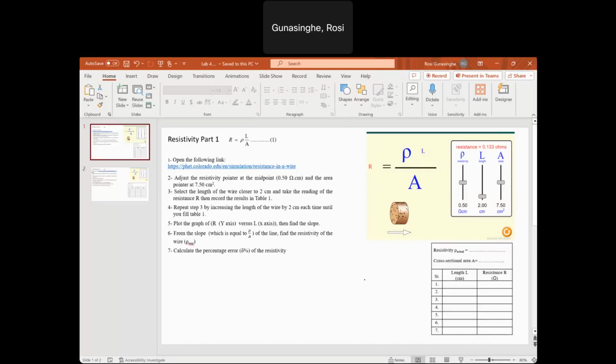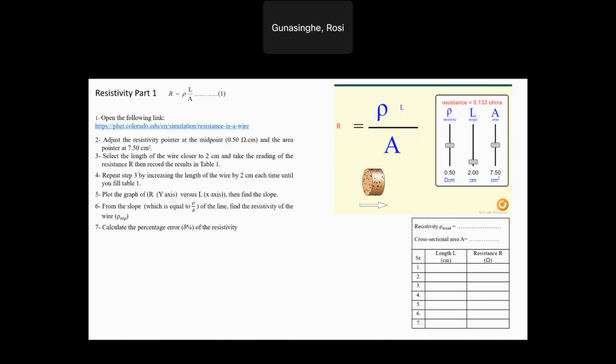So my length was 2.04. My resistance was 0.136. My resistivity was 0.5. Cross-sectional area was 7.50. And then you can change your length again and record it. Let's go back again.